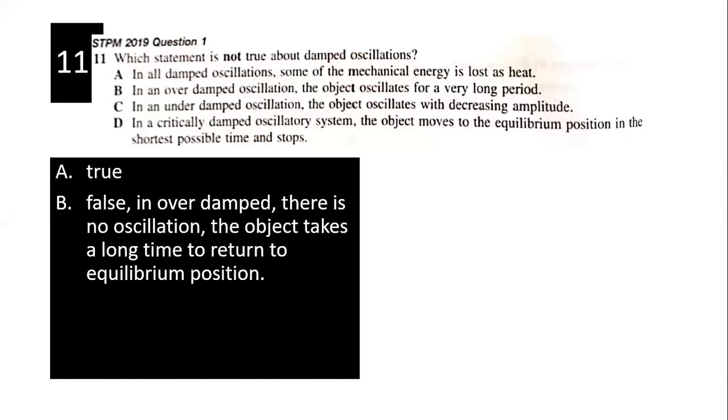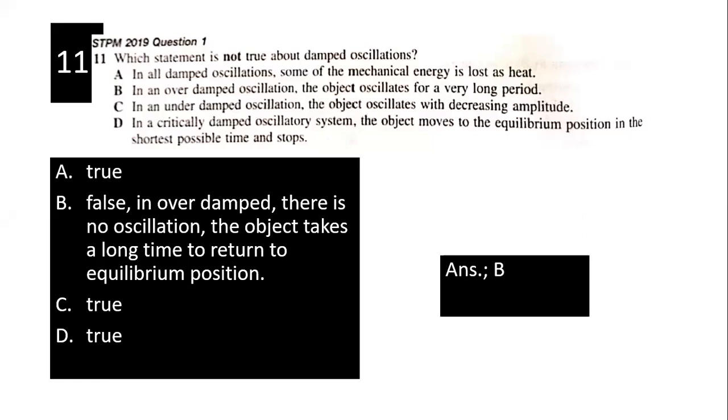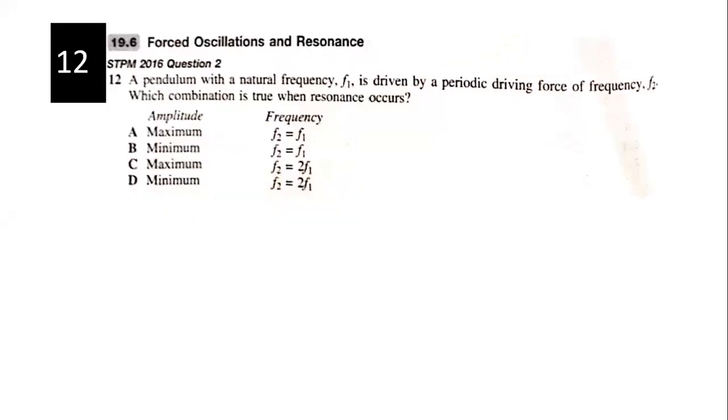In underdamped oscillation, the object oscillates with decreasing amplitude. That's correct. In a critically damped oscillation system, the object moves to the equilibrium position in the shortest possible time. That's correct. It doesn't oscillate. It just returns to the rest position in a quarter of the period. Check, go back, check.